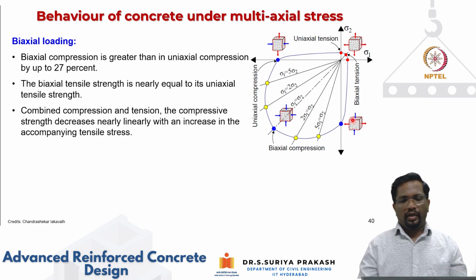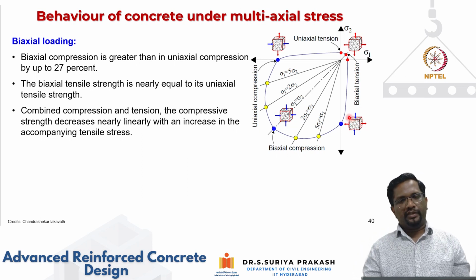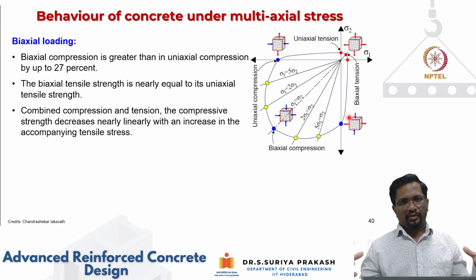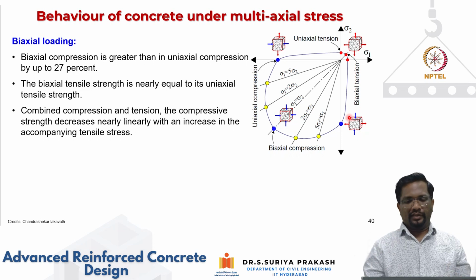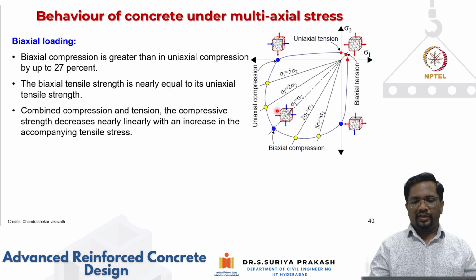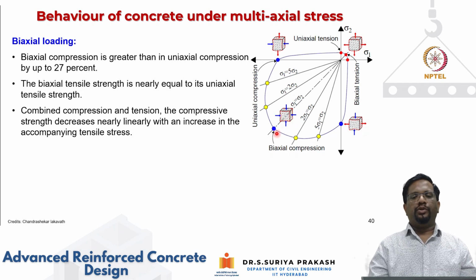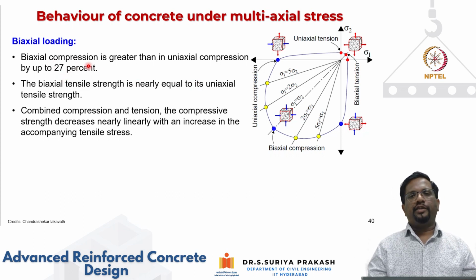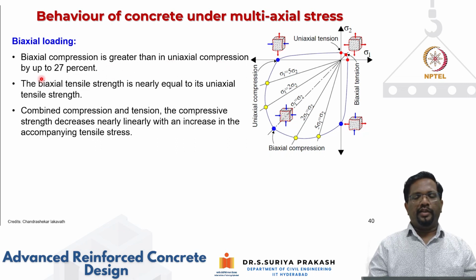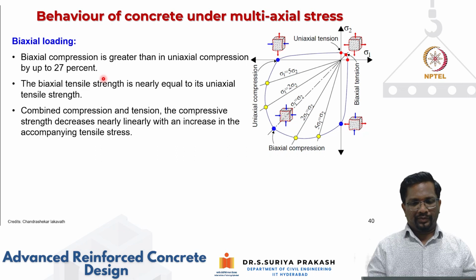As we have seen in the previous slide, when the element is subjected to lateral confining compression, the strength increases. That is what happens in this case. In both directions, when you have compression, the strength at which it is going to fail is increased by about 27%. It has been experimentally proven. So the biaxial compression strength is greater than what you get in uniaxial compression, by about 27%.